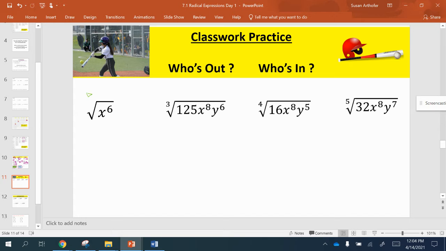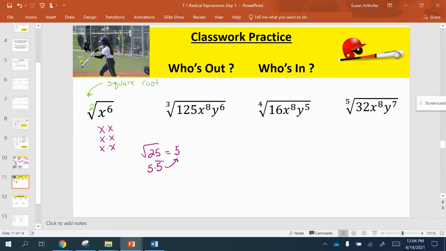This is a square root. I need you from now on to always fill in that hidden 2. Okay? So the index, the 2, is called the index. It says you need pairs of 2. You need pairs of the same item to get out. So when I have x to the 6, I'm going to write 6 x's in pairs. Just like for the square root of 25, we wrote 5 times 5, out comes 5.